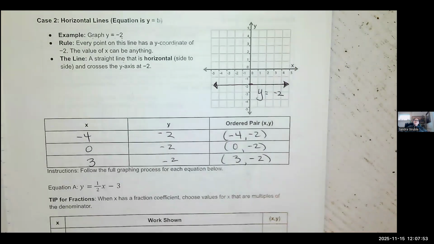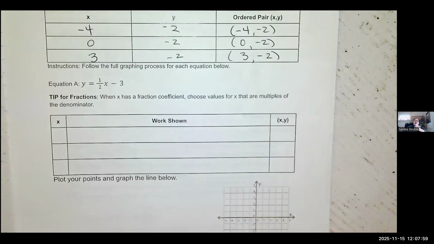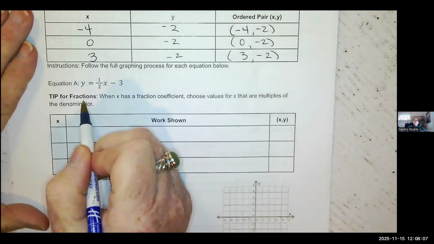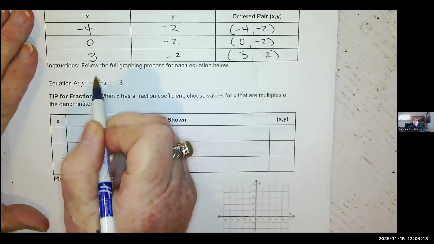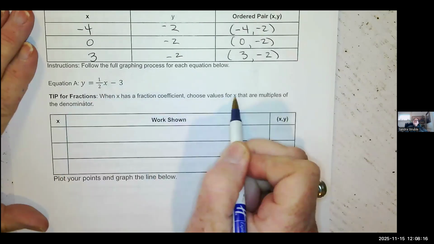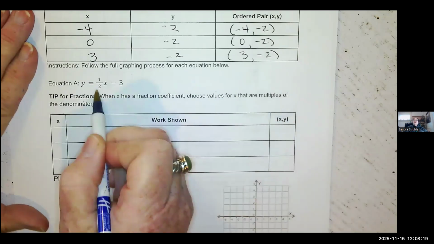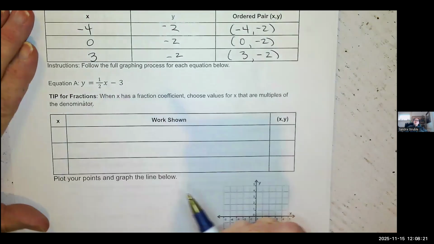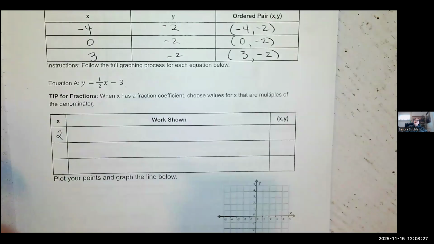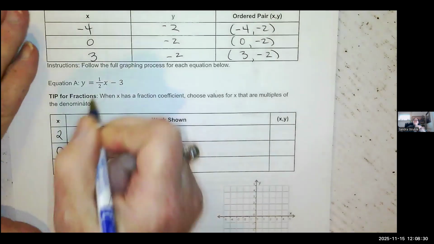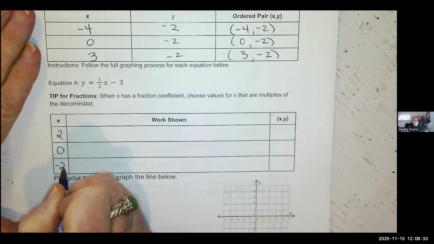Okay. For the next one, and this is the one that students freak out with me on because there's a fraction. Don't. I'm going to show you the easiest way to do this. For fractions, when x has a fraction coefficient, which just means the number in front of x, choose values of x that are multiples of the denominator. I tend to just use the denominator. So for my x values, I'm going to choose 2 because that is the denominator. I love 0. Who doesn't? And then I like to use the negative of the denominator. And that's it. I don't do anything else but that.